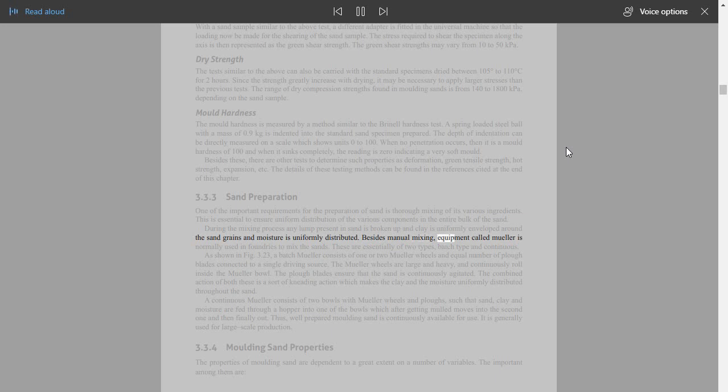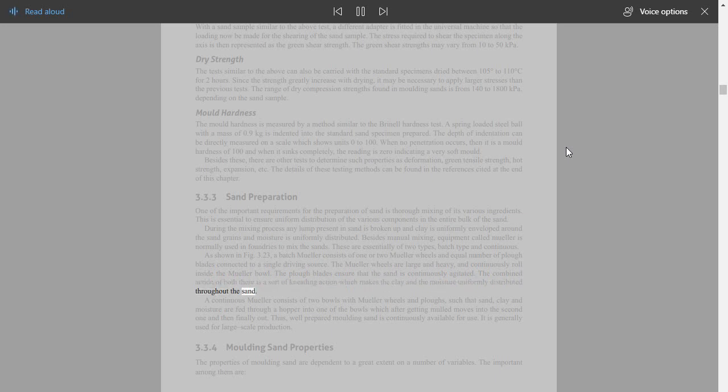Besides manual mixing, equipment called Mueller is normally used in foundries to mix the sands. These are essentially of two types, batch type and continuous. As shown in Fig. 3.23, a batch Mueller consists of 1 or 2 Mueller wheels and an equal number of plow blades connected to a single driving source. The Mueller wheels are large and heavy, and continuously roll inside the Mueller bowl. The plow blades ensure that the sand is continuously agitated. The combined action of both these is a sort of kneading action which makes the clay and the moisture uniformly distributed throughout the sand.